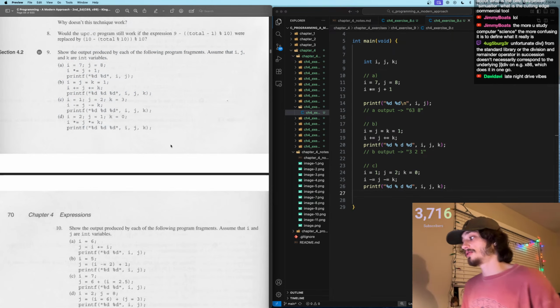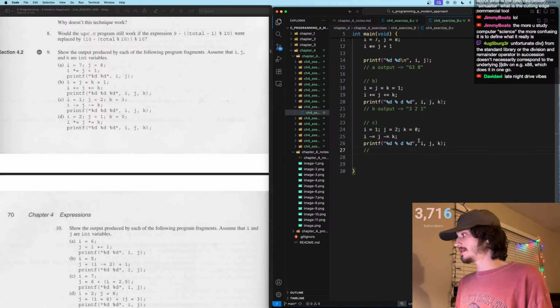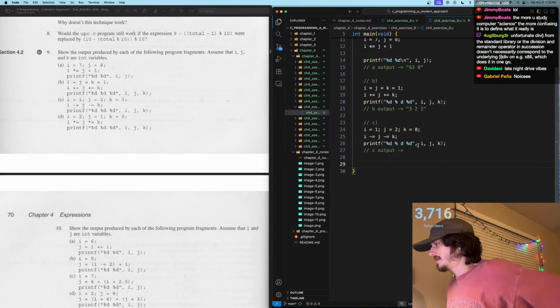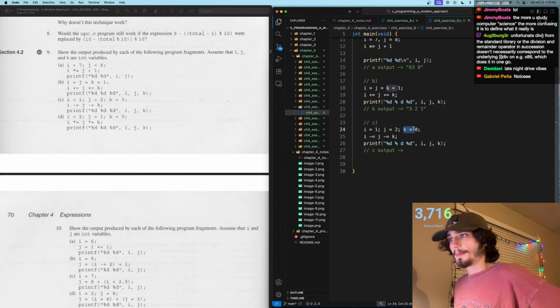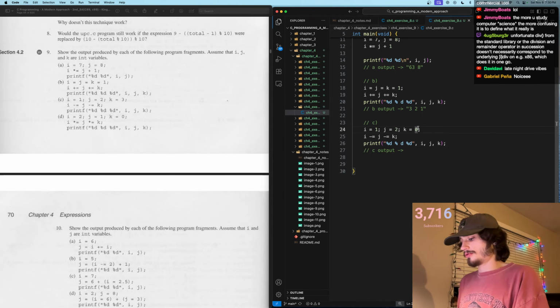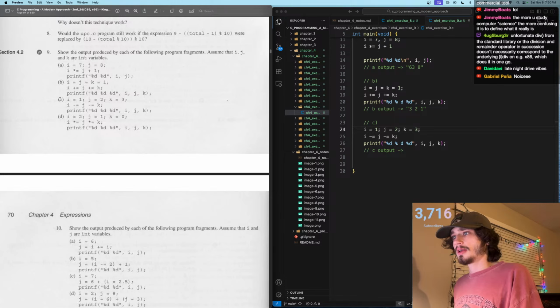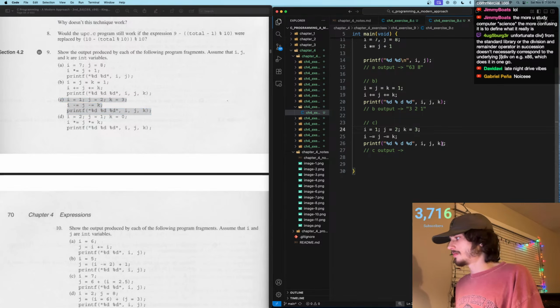We're working on this one here. So let's go, C output. And what do we think this is going to be? So k is equal to 0. Oh, wait. I think I wrote the wrong one. 1, 2, 3. Okay, we're looking at this guy here.